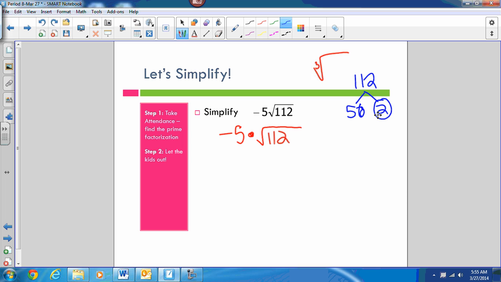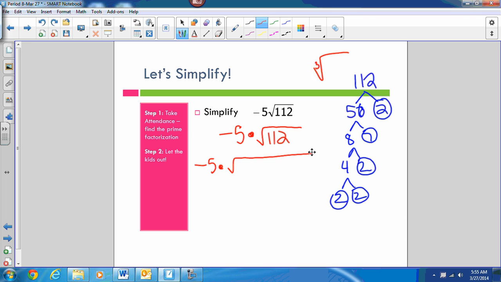2 is prime. 56, we just found the prime factorization of that. We have 8 and 7. 7's prime. 8 is 4 and 2. 2 is prime. 4 is 2 and 2. So if I look at this, I'm really looking at -5 times the square root of 1, 2, 3, 4, four 2's, and a 7.